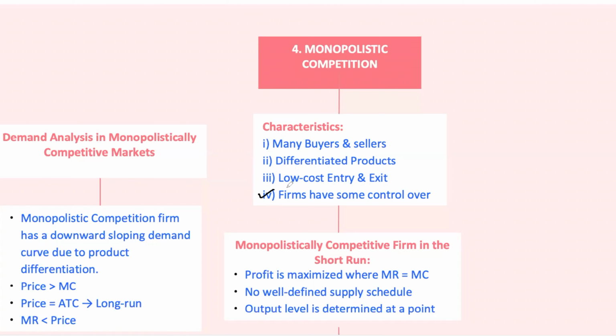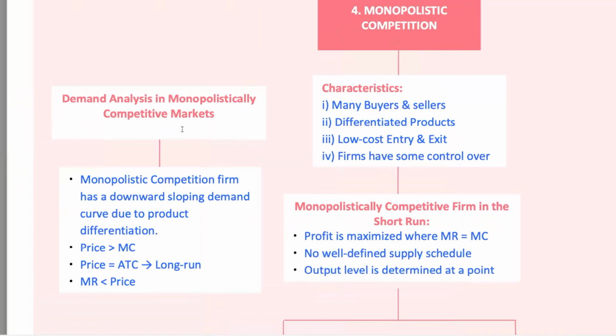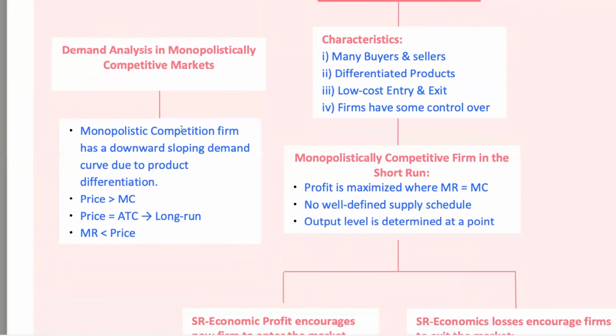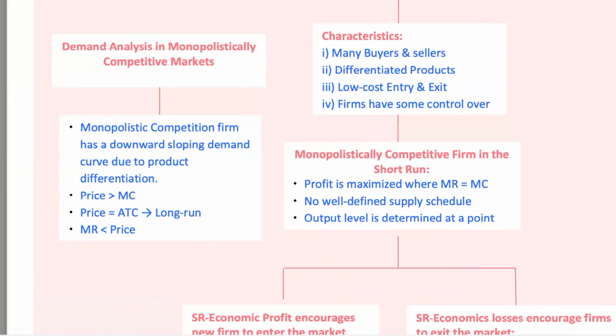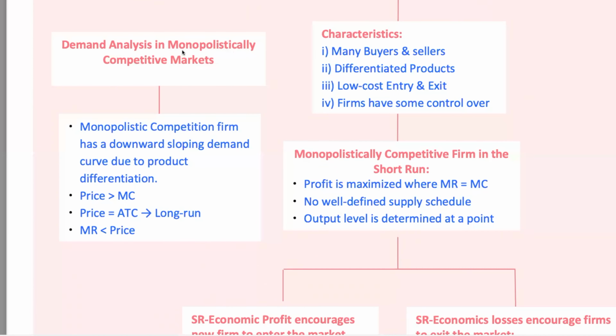Some control over price. Due to product differentiation, firms have some control over their pricing. They can charge a higher price if they offer a superior product or a unique customer experience. Firms in monopolistic competition face a downward sloping demand curve, meaning they must lower their prices to sell more units.